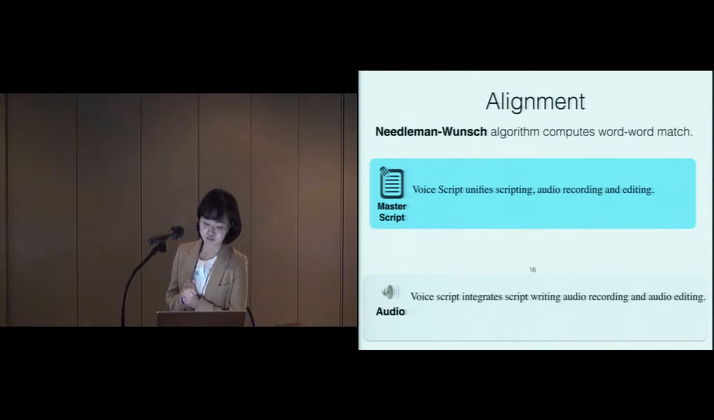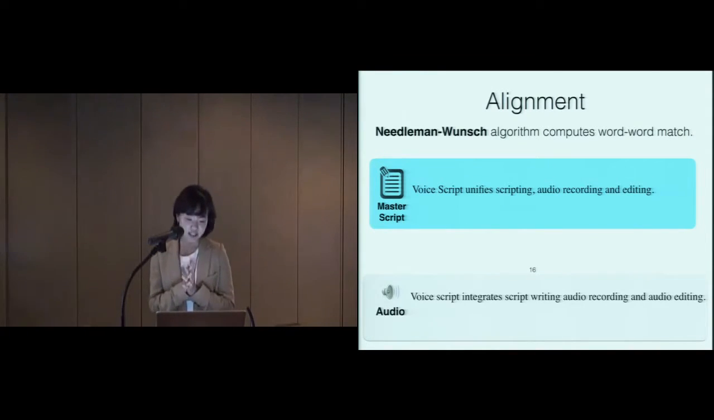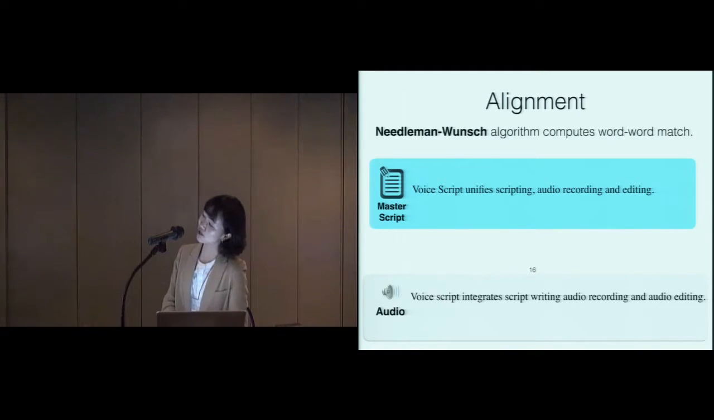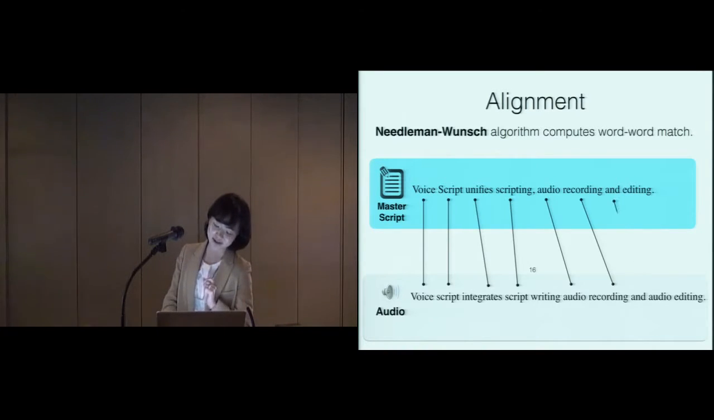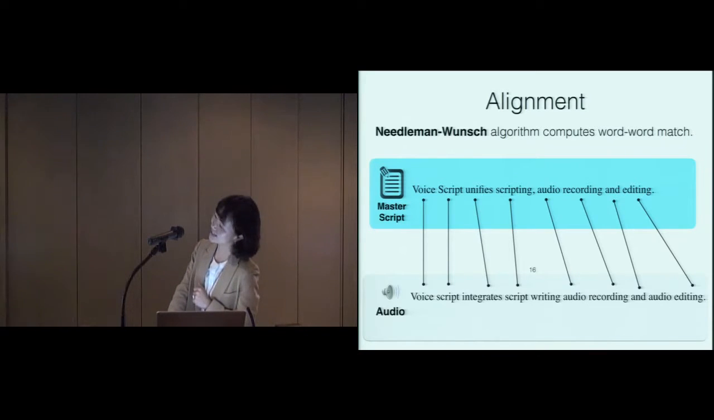So as a first step, we compute a per word alignment between the 2 texts. On the top, you see the master script text, and the bottom is the audio transcript. We use the Needleman-Wunsch algorithm to compute word-per-word match. For each word in one of the texts, it'll compute an output for at most one matching word. It can account for words that don't exactly match and also for gaps.